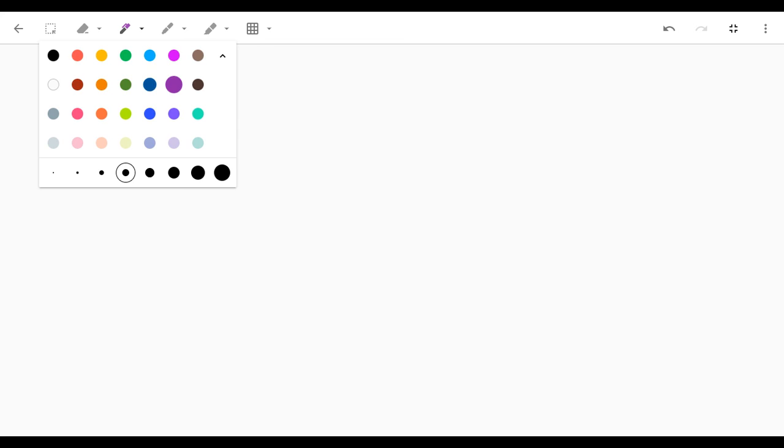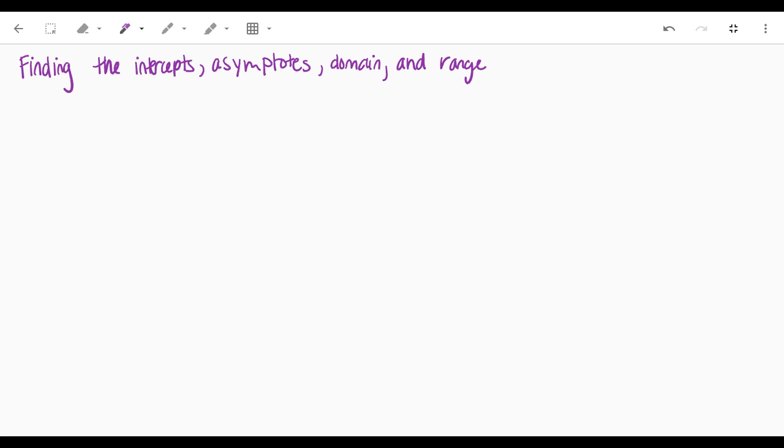Next topic is finding the intercepts, asymptotes, domain, and range from the graph of a rational function.